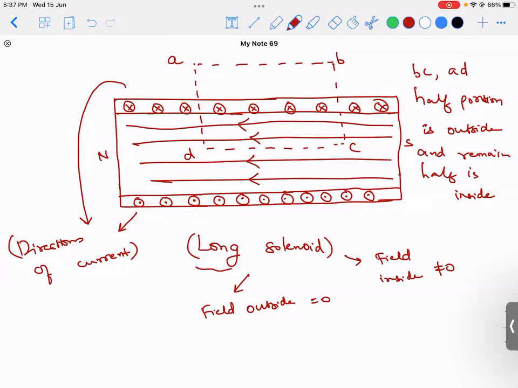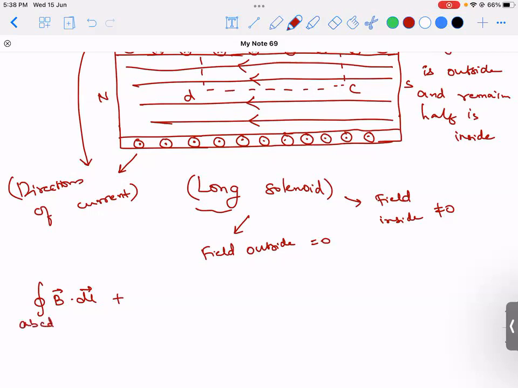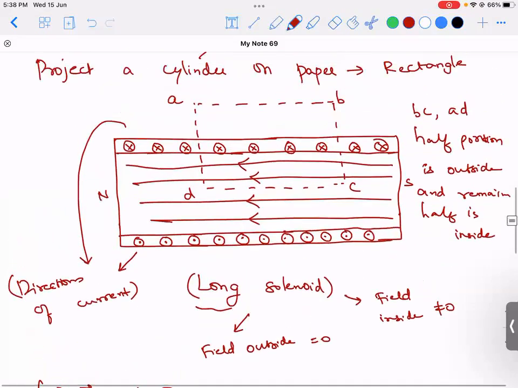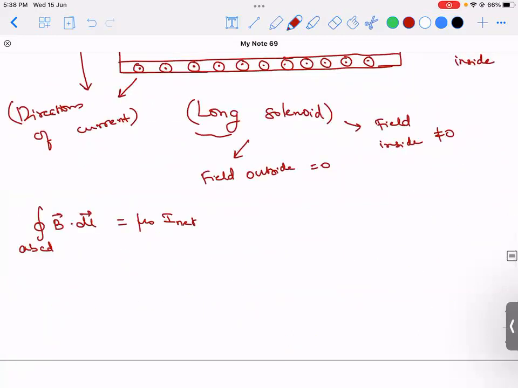Okay. Now listen to this carefully. Now, if I consider the line integral of B vector dot dl vector, then I will consider it across a loop ABCD, right? Which is equal to mu naught into the total current that is enclosed by this Amperian loop. So what is the Amperian loop that you have considered here? It is another rectangle ABCD such that half portion is outside and half portion is inside.